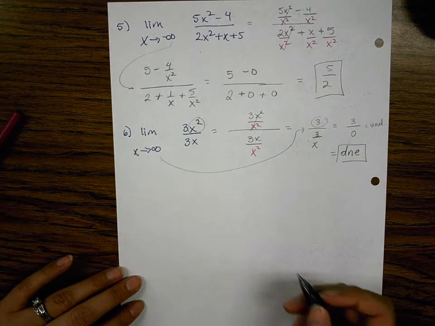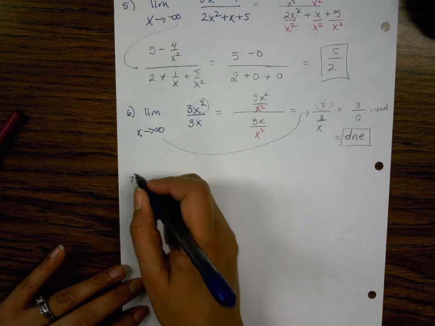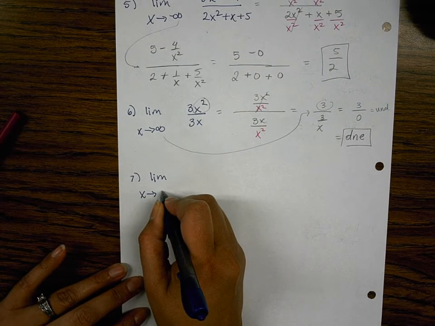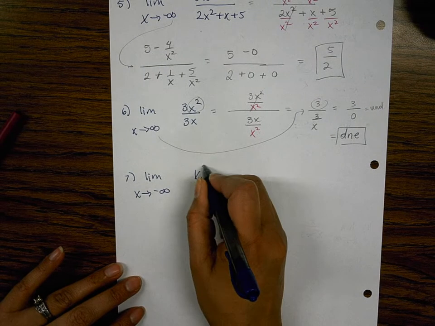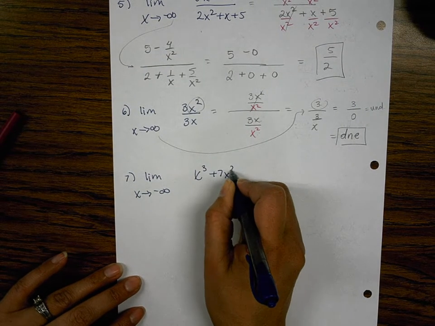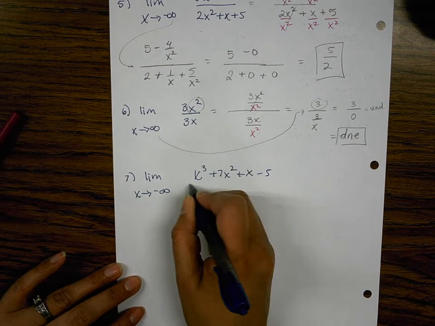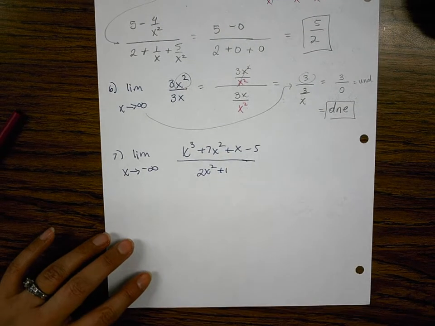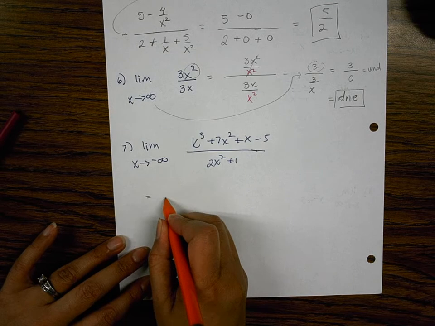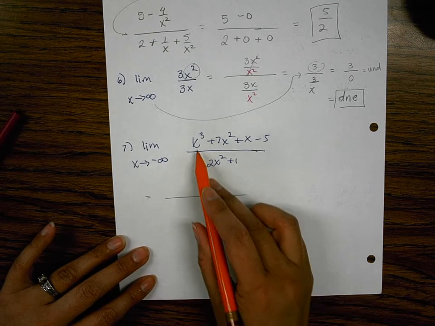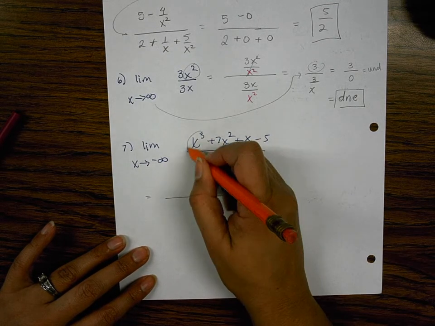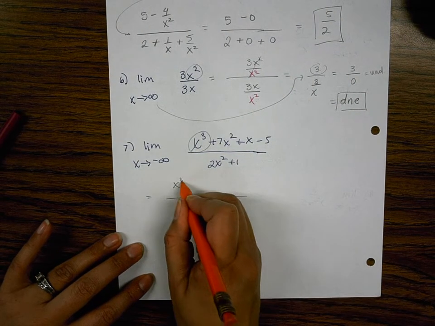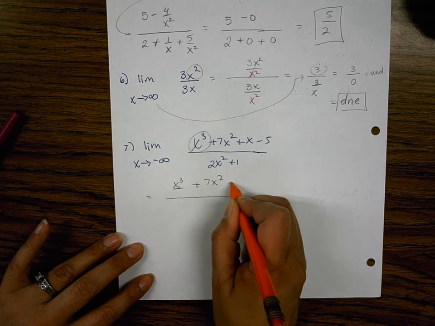Okay, let's try one more. 7, the limit as x approaches negative infinity, x cubed plus 7x squared plus x minus 5 over 2x squared plus 1. We're going to take this and divide everything by x, x squared, or x cubed. That's the largest one, top and bottom. So I'm going to divide everything by x cubed.